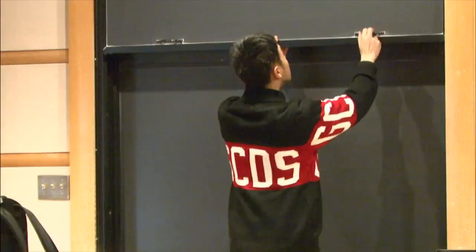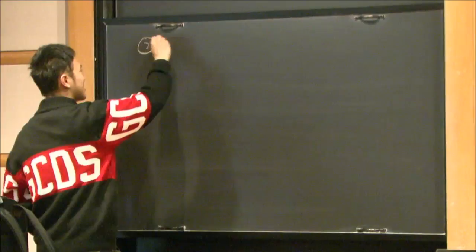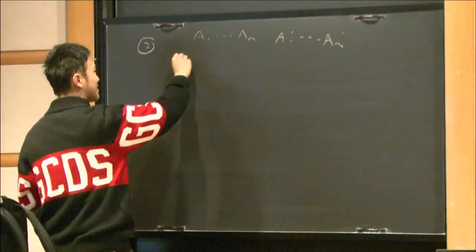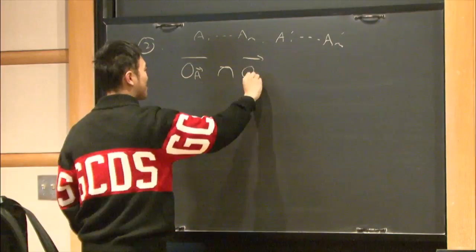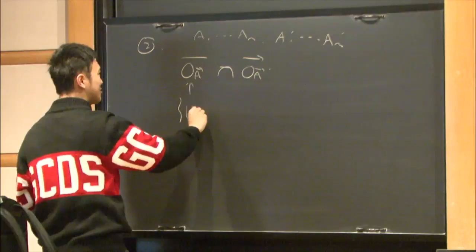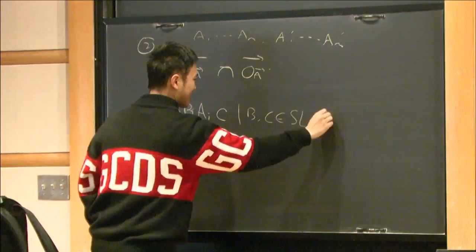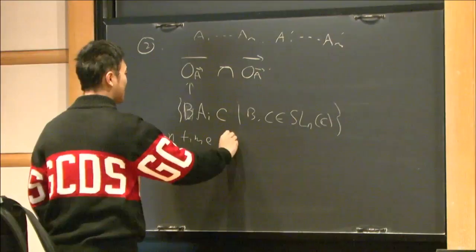Also, we are able to show that, still given this A1 up to AM and A1 prime up to AM prime, we are able to decide whether the orbit of A intersects with the orbit of A prime, where these orbits are all the B times AI times C for B and C in SL_N of C, in time polynomial in N and M.